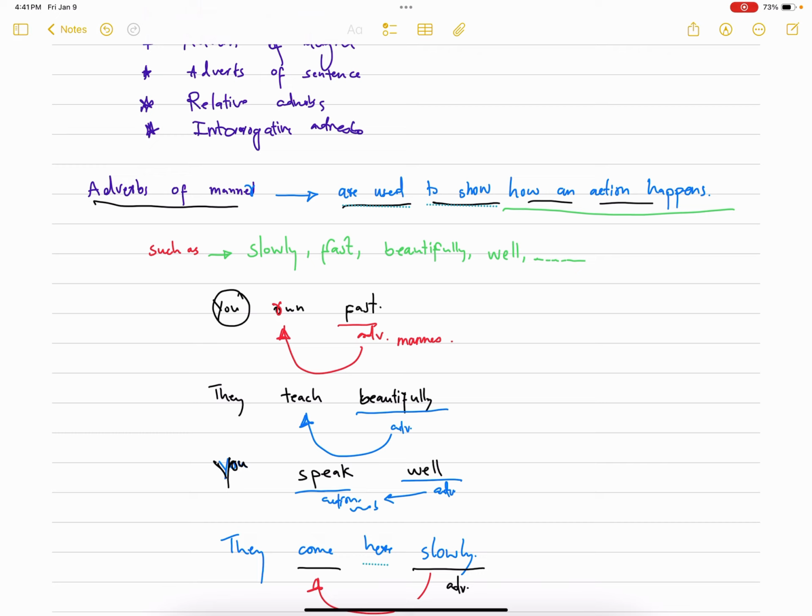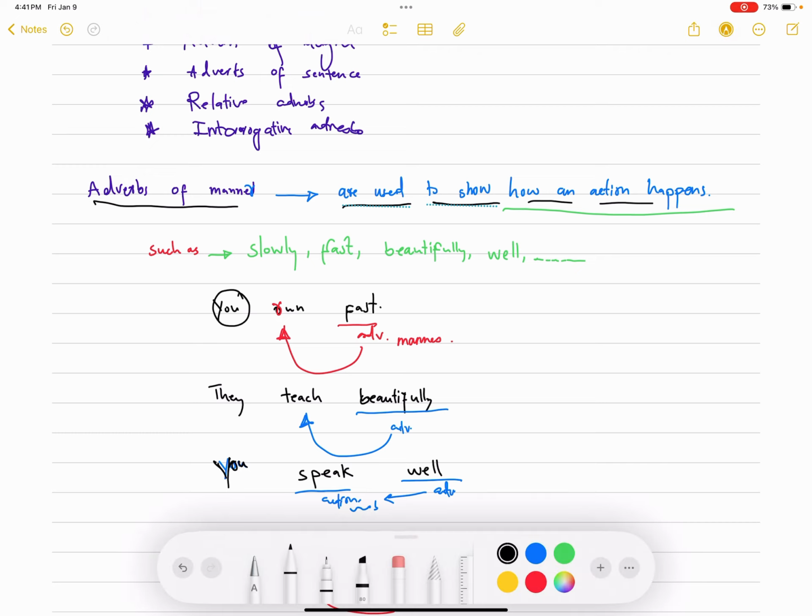You speak well. Well is an adverb. What about good? Good is an adjective. Remember, these are different. Good is not in that rule, okay? Because it's irregular.